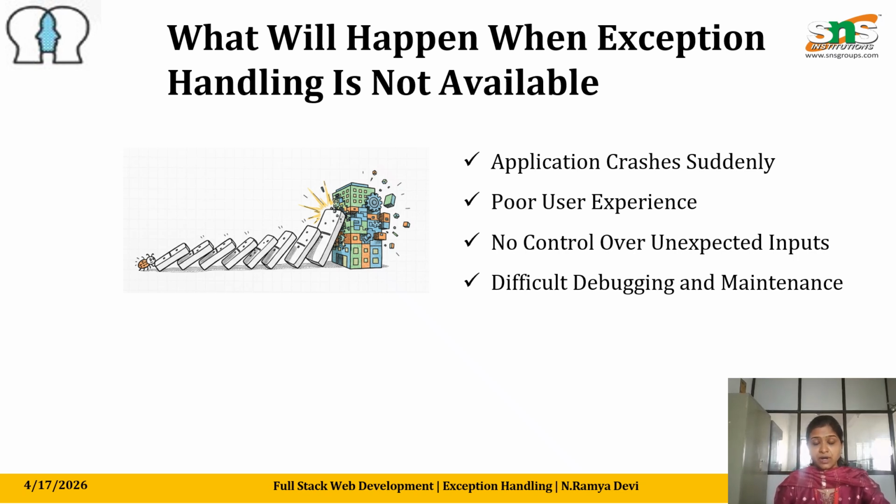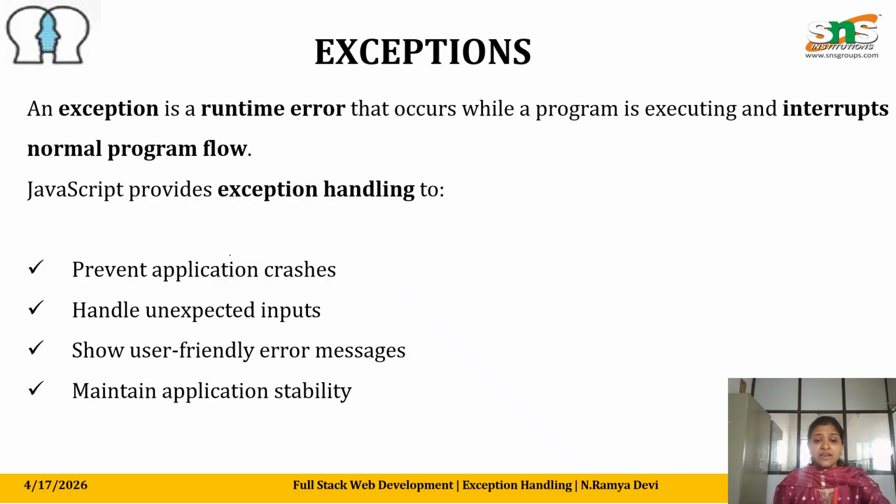And what are the built-in error objects? JavaScript provides several built-in error types to represent different kinds of problems. Error can be a general type. A type error occurs when the value is not the expected type. A reference error occurs when accessing a variable that does not exist. A range error occurs when a value is outside the allowed range. And syntax errors occur due to incorrect syntax. Each error object contains useful information such as the error message and also the stack trace.